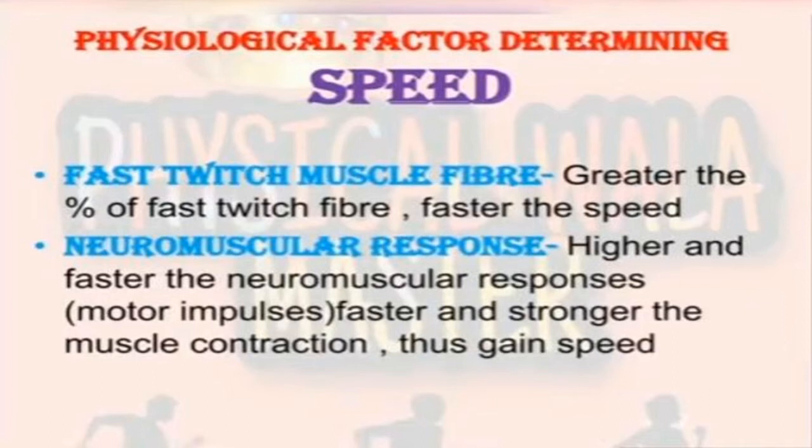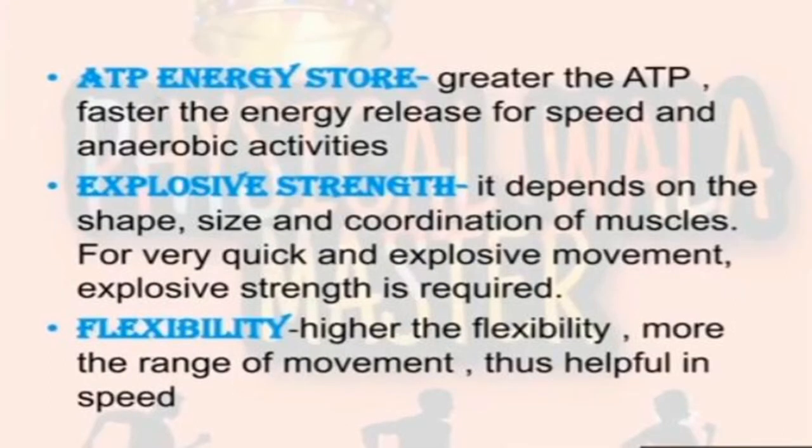The nerve system can maintain this rapid excitation and inhibition only for a few seconds, after which the excitation spreads to neighboring centers, causing tension in the entire body. This results in a decrease in the speed. Next one is muscle composition. Muscle with a greater percentage of fast twitch fibers contracts with more speed in comparison to the muscles with a lower percentage of fast twitch fibers. This we have studied in the previous points.